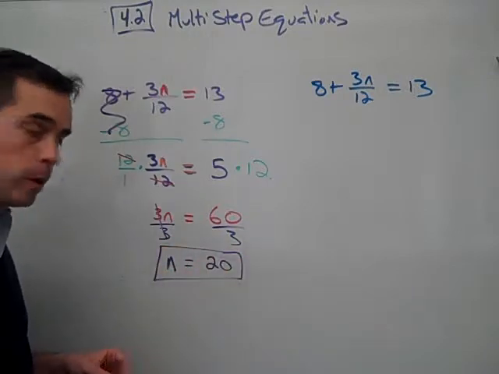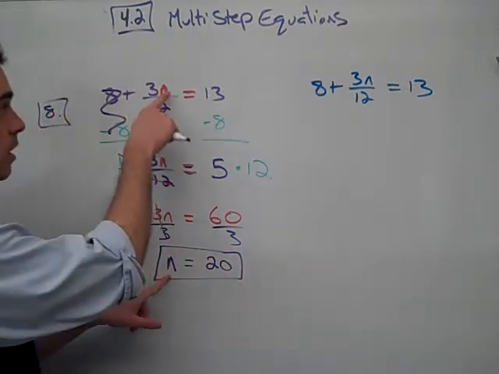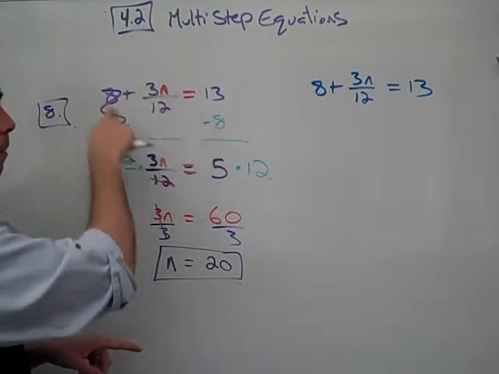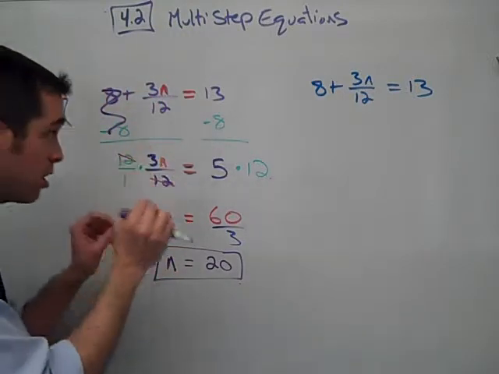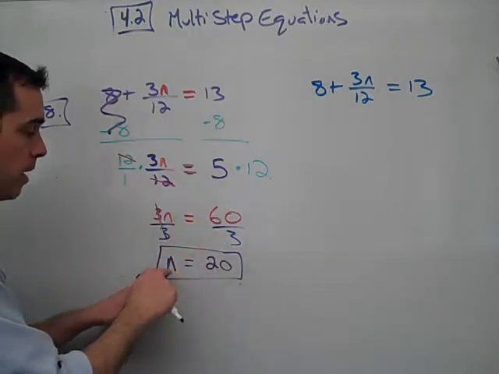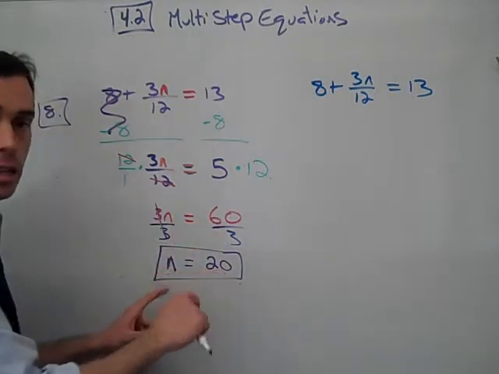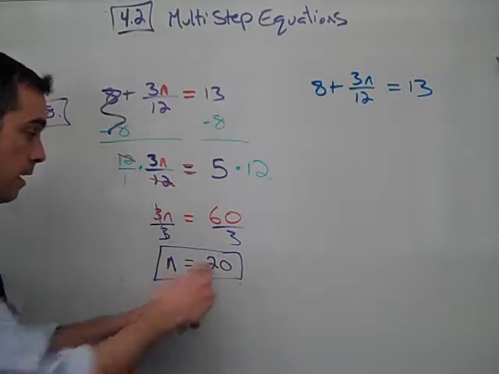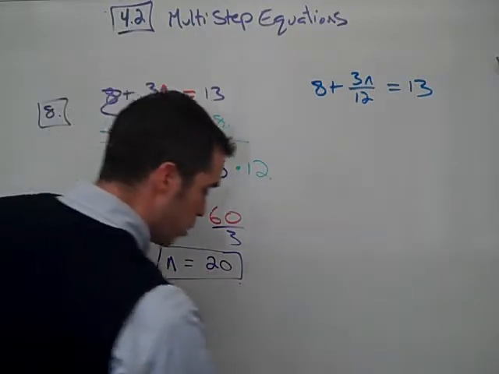So I know that I'm finished because my variable is isolated. Up here, it was surrounded by numbers, and through a slow, methodical process, showing my work with each step, I now have n equals a number. So I know that this is the answer to my equation.